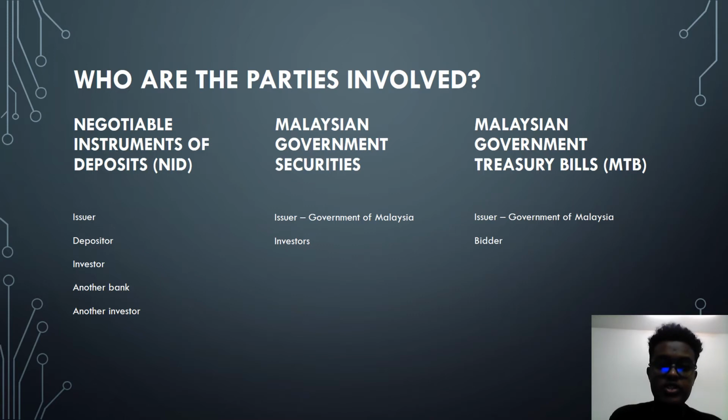Who are the parties involved? The parties involved in negotiable instruments of deposit are the issuer, the depositor, the investor, another bank, and another investor. In Malaysian government securities, the parties involved are the issuer, which is the government of Malaysia, and investors. In Malaysian government treasury bills, the parties involved are the issuer, which is the government of Malaysia, and the bidder.